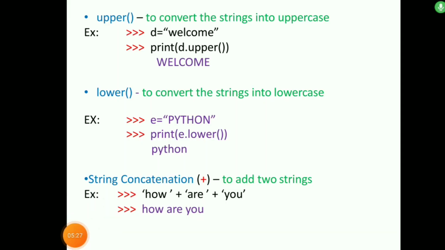The upper function is used to convert the string into uppercase. For example, welcome is in lowercase letters. We can use the upper function, d.upper. By using the dot operator, you can convert lowercase letters into uppercase letters. Similarly, the lower function is used to convert uppercase letters into lowercase letters. So, using the upper and lower functions, you can convert the string from uppercase to lowercase, and similarly lowercase to uppercase.